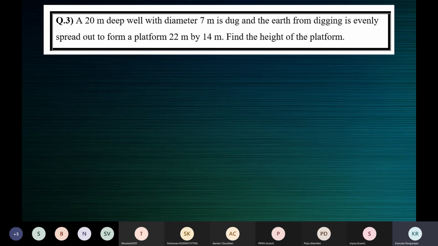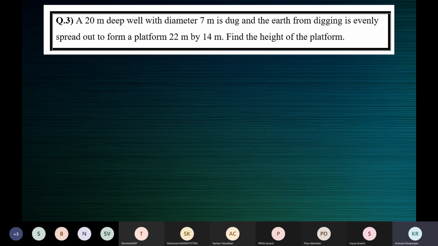Now see here what they do with the earth that is removed from the well. In the question which we just finished, the earth removed from making the well was used to construct the embankment around the well. Now here, what do they do with it? A 20-meter deep well with diameter 7 meters is dug. For the well, you know the radius and the depth. The well is just a cylinder.